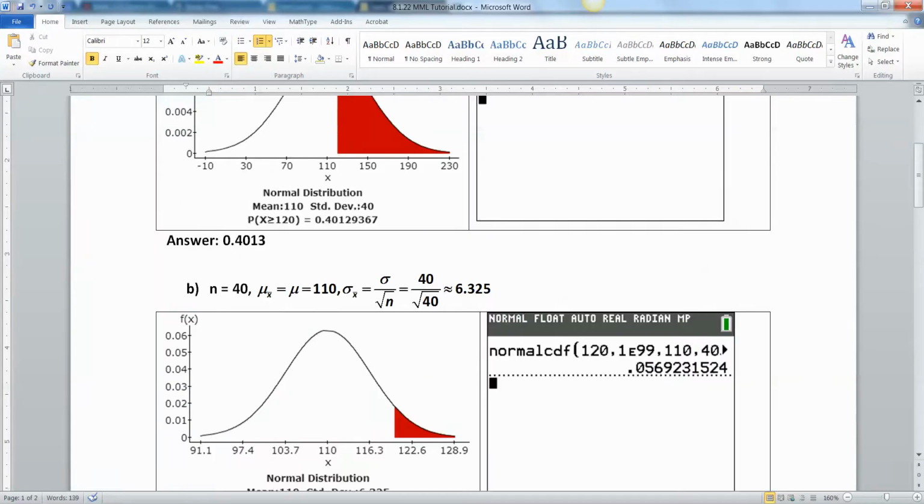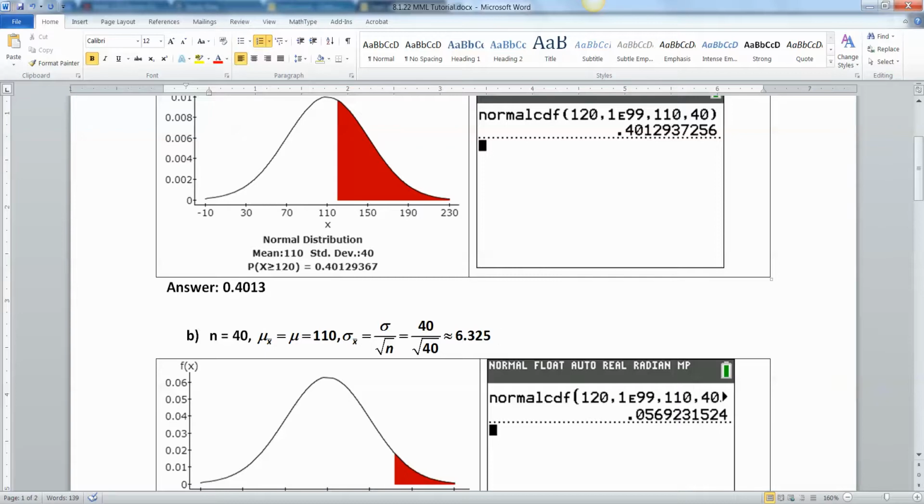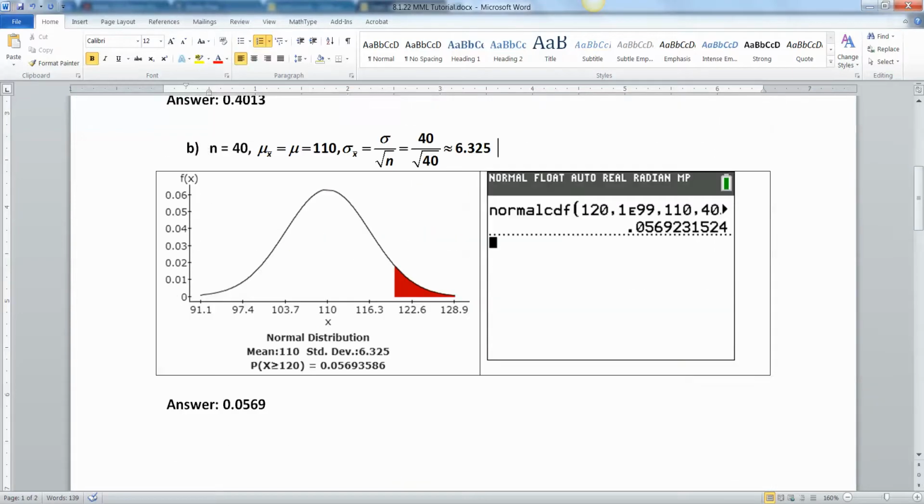So then I pasted that in, and you can see that you're still talking about 120, but 120 for a single eruption is very close to the mean. 120 for a group like this is far from the mean. And then that gives you this value right here, 0.0569.